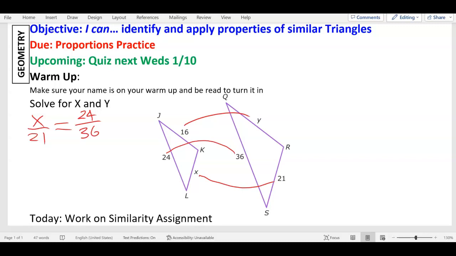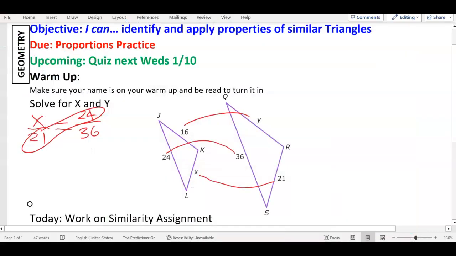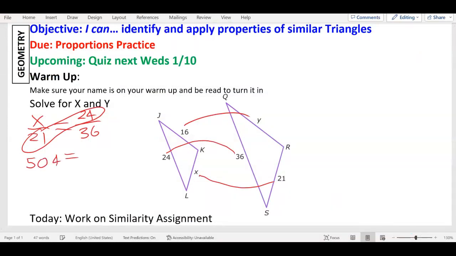Can we solve this? We cross multiply and divide. So cross multiply, 21 times 24, I did that earlier, is 504. And that equals x times 36. What's that? 36x. What's my last step to get x by itself? How do I get rid of the 36? Does everyone know you divide to get rid of a coefficient? Divide by 36.